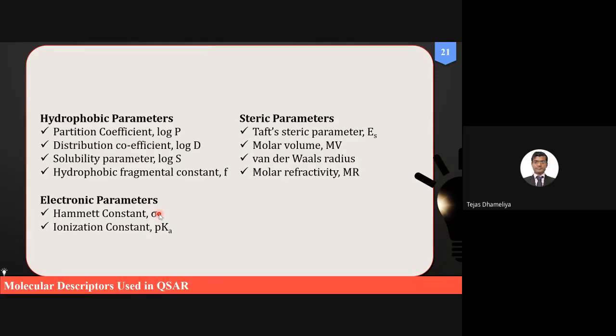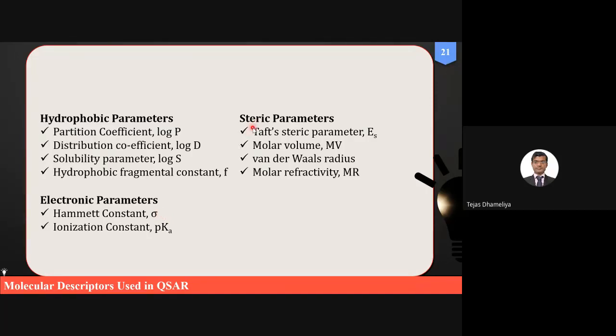Electronic descriptors, which are basically the Hammett constant and ionization constant. Friends, these are electronic parameters in which we are going to discuss what is called the Hammett constant. So I will come to that. It was given by a scientist, as we discussed in one of the history slides, that Hammett termed this terminology sigma, which is called the Hammett constant. So we will be visiting these parameters in our slides. Just today we will discuss that.